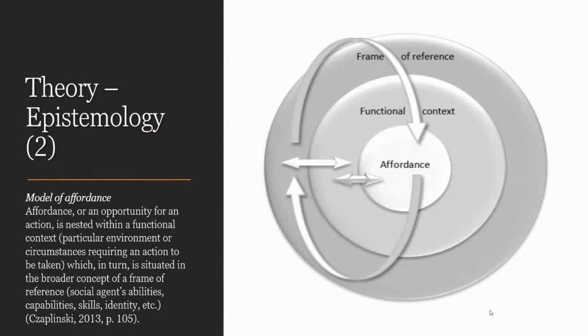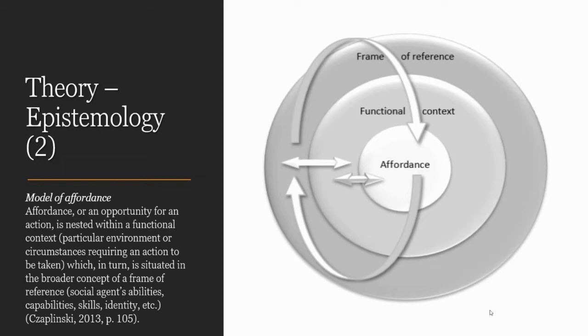The second element of my epistemology was the model of affordance. I worked previously on affordance in my MPhil, and I used the work from Good 2010. I also reappropriated the model of affordance and redesigned it a little bit. So how do I see affordance? Affordance is an opportunity for an action, which is nested within the functional context.